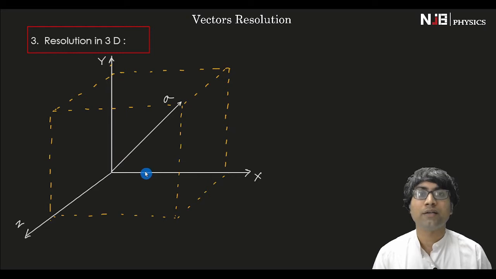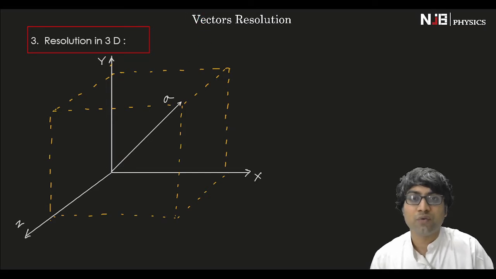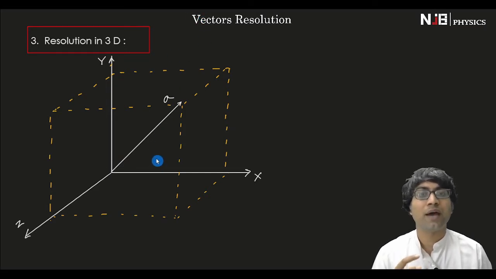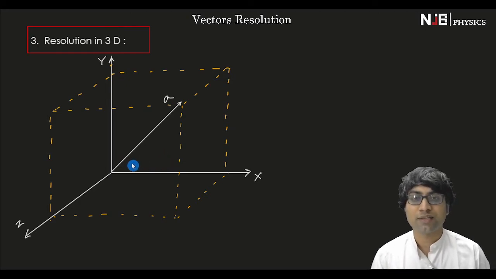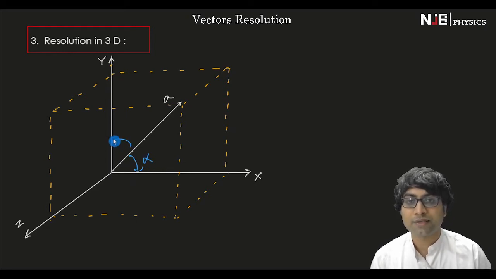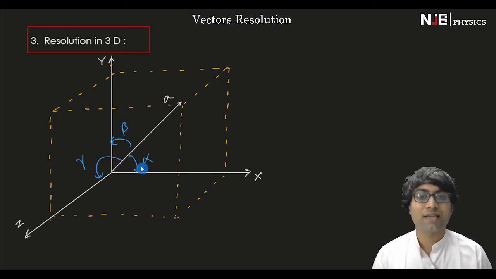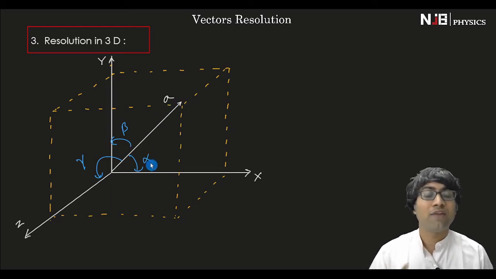We will require two things. One is the magnitude of this vector, which is a over here, and secondly we will require the angles made by this vector with the positive x-axis, positive y-axis and positive z-axis. Let's imagine that the angle made by this vector with the positive x-axis is alpha, with the positive y-axis it is beta, and with the positive z-axis it is gamma. So if we know these angles and the magnitude of this vector, we can resolve this vector.